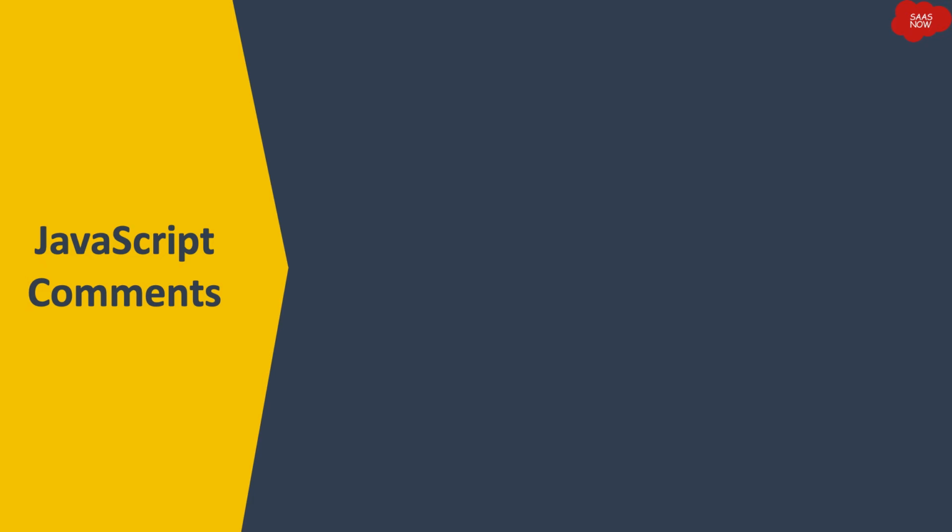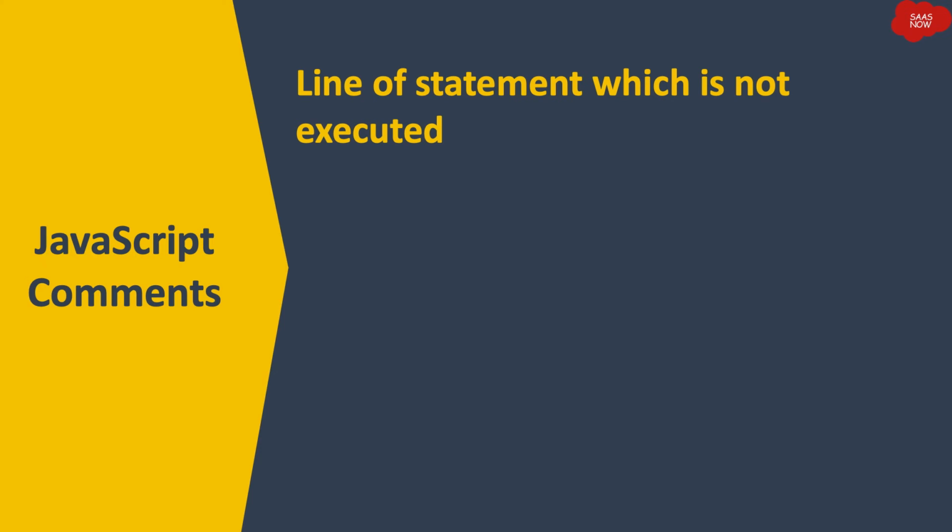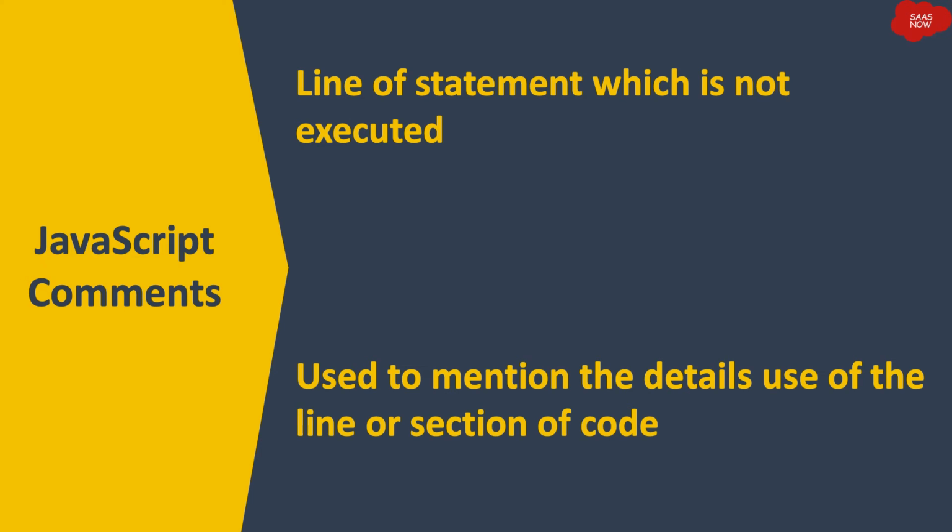You can also provide comments in JavaScript statements. Comments are lines of statement in a JavaScript program which are not executed. Comments are used to provide details of any line of code or section of code. You can use comments when you do not want to execute a specific line of code, which is normally done by developers while debugging a code of a program.